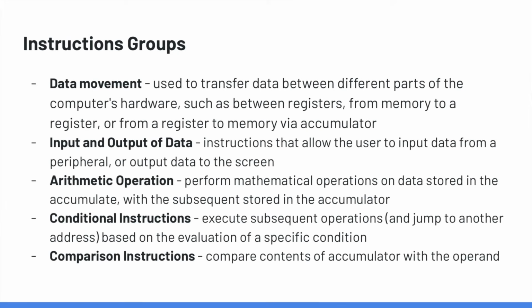Now the next two instruction groups we're going to look at are the comparison instructions and the conditional instructions. These kind of go hand in hand. What comparison instructions allow us to do is compare the contents of the accumulator with some other value to see whether they're equal or not. And based on whether they're equal or not, we can then execute a conditional instruction.